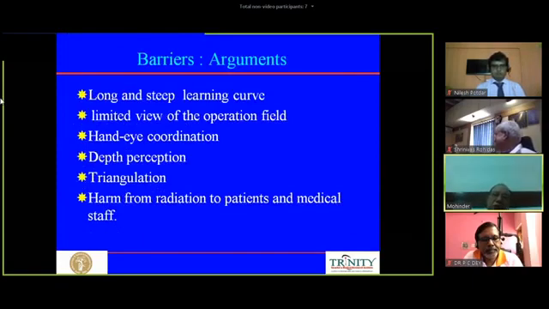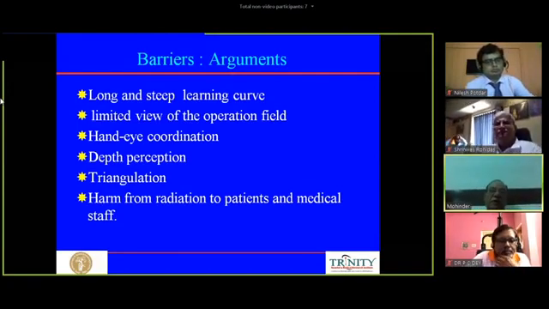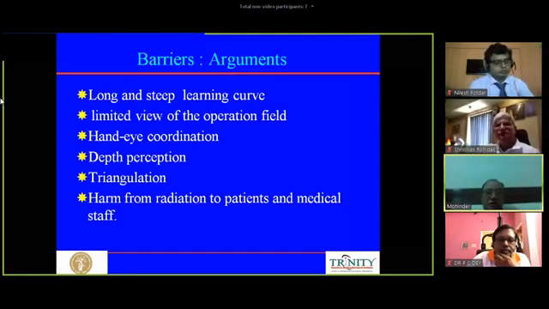So again, the barriers: the argument is a long and steep learning curve. Forget it, why would we do it, loupe is good enough, microscope is good enough. The argument again is limited view of the operation field and hand-eye coordination difficulty. You have to learn hand-eye coordination in these techniques. Depth perception, as Dr. Rohidas shared, in a 2D image, depth perception is a matter of experience. It is a regular practice through which you learn depth perception in 2D imaging. And in fact, to address that problem, endoscopes with 3D have also started coming into the market, but at a very prohibitive cost.